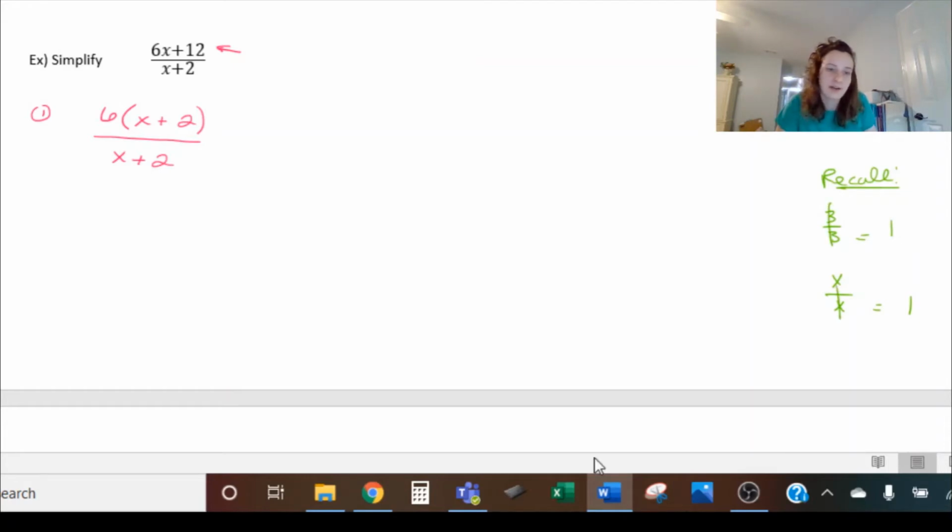So notice here how I have x plus 2 divided by x plus 2. Well, x plus 2 divided by x plus 2 is equal to 1. So now I'm just left with 6. And remember, this is equal to 1 now, so that's just 6 times 1, which leaves me with just the number 6. So we have now simplified that rational expression to be a whole number, 6, which is our final answer. Okay? Let's look at another example.